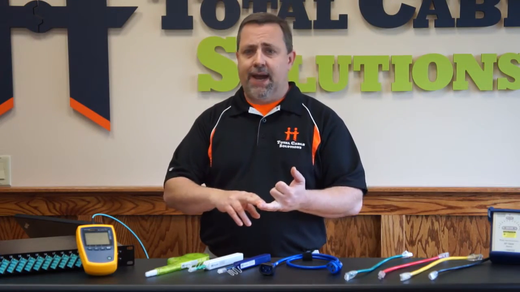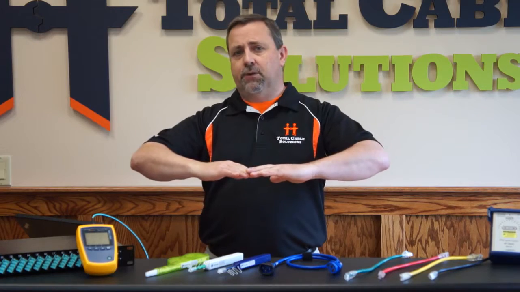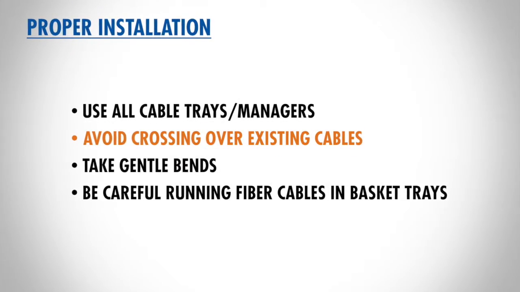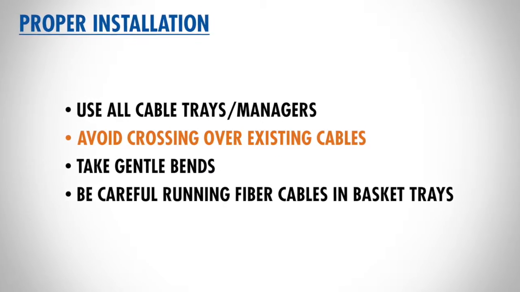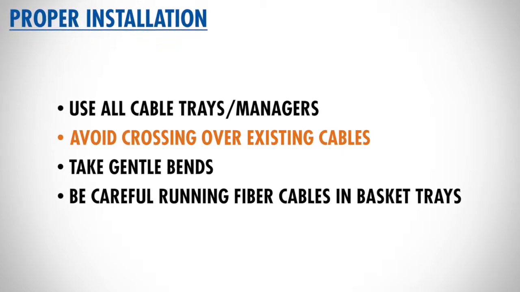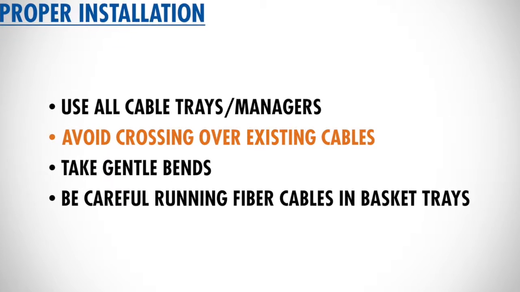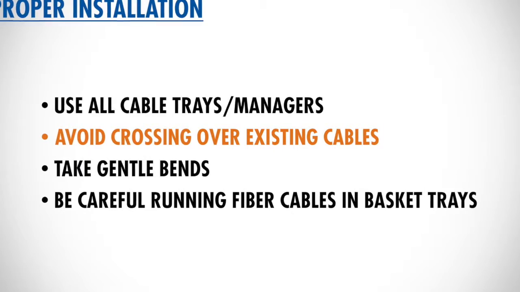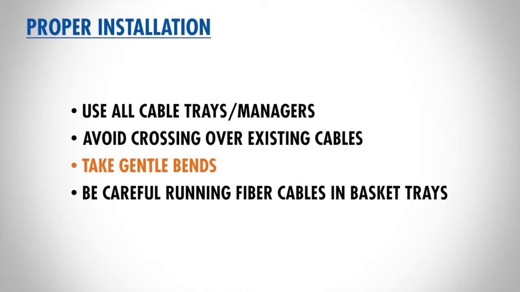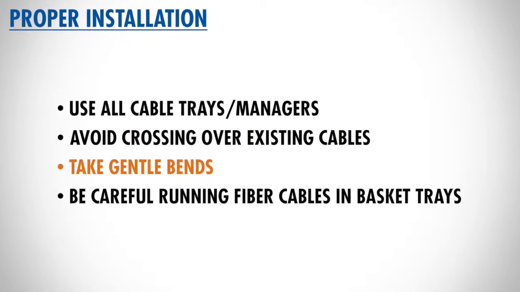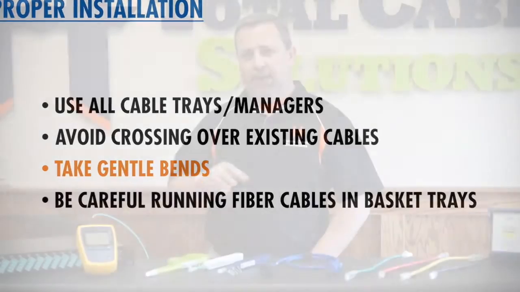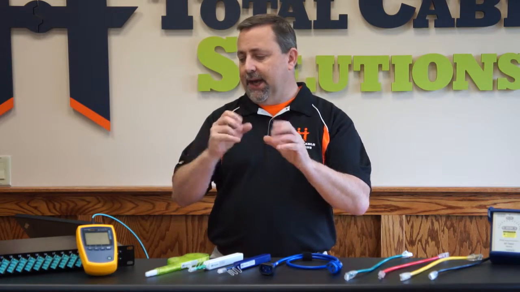This means using all cable management that is inside your rack, any basket or cable tray that is above or below the floor in your environment, and of course, avoid crisscrossing cables. This is going to lead to a lot of tangle problems down the road. And also, where you do have to take bends with the fiber cable, take very gentle bends and try to keep any coiling of the slack no less, I should say, than about 8 inches in diameter.